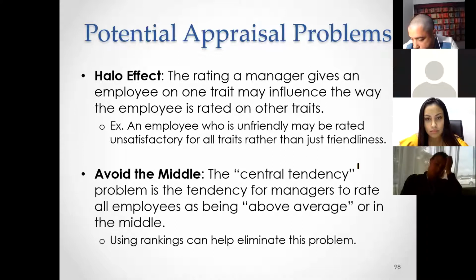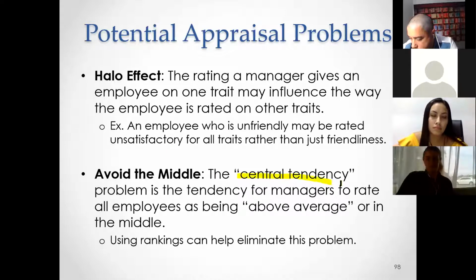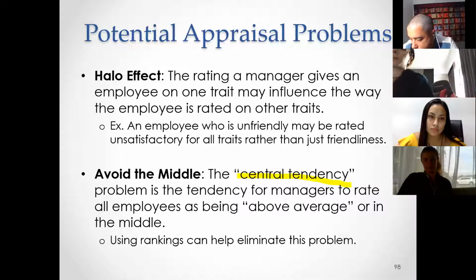This also does work for negative qualities. For example, if somebody is unfriendly, they might be rated bad for lots of different qualities that are not related to unfriendliness. This idea that one characteristic can affect all characteristics. We also talked already about what's called the central tendency, the tendency for managers to just rate everybody either in the middle or high or something like that.